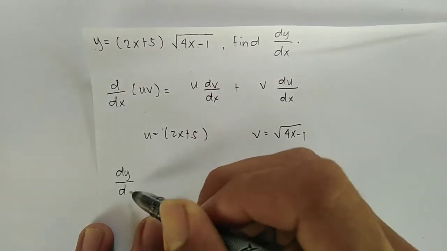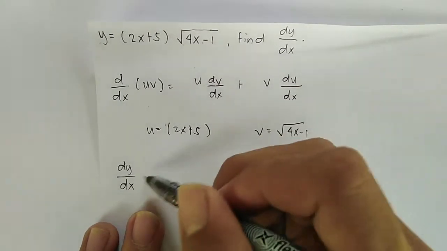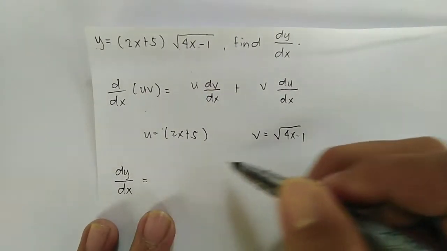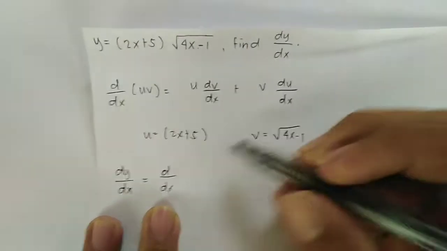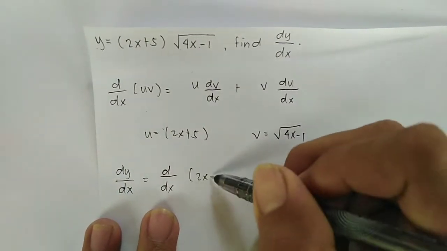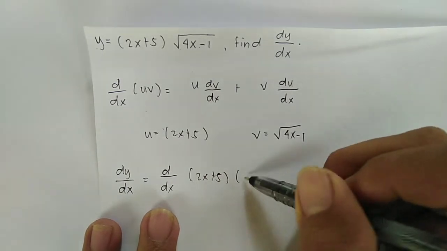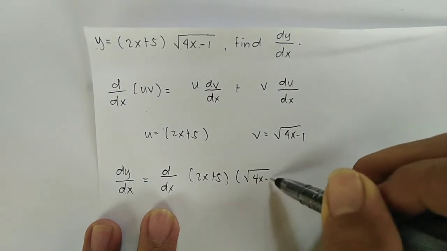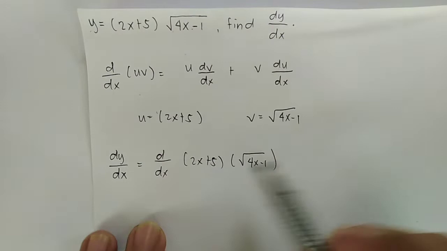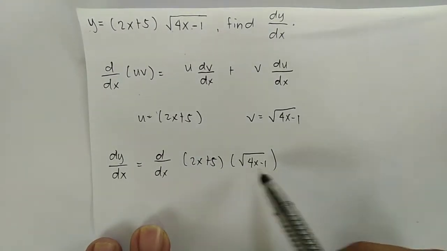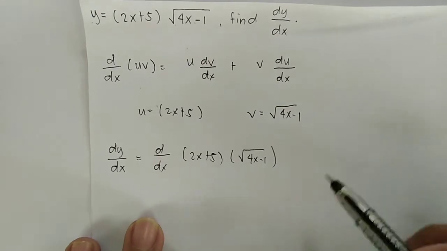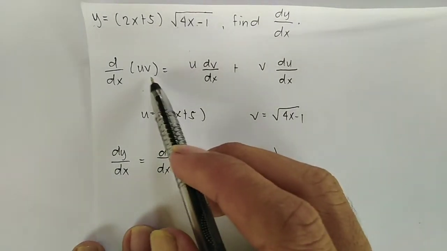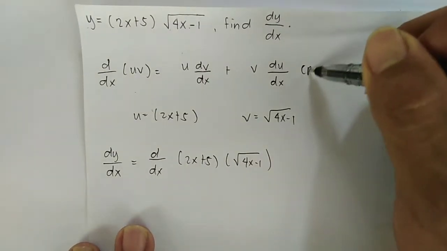So yan lang. Pagkatapos, after identifying the values for u and v respectively, pwede nating i-express yung derivative ng function na y. So y prime is equal to the derivative of the expression 2x plus 5 times the square root of 4x minus 1. So getting the derivative of this function, sundin lang natin yung product rule. So ito yung tinatawag na product rule.